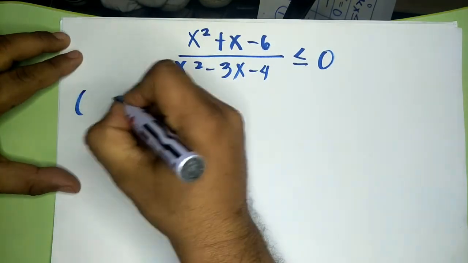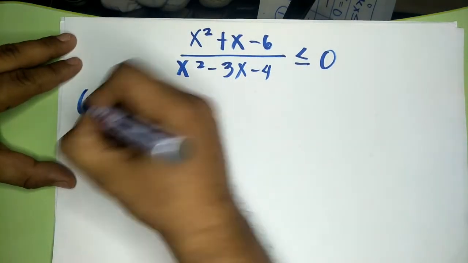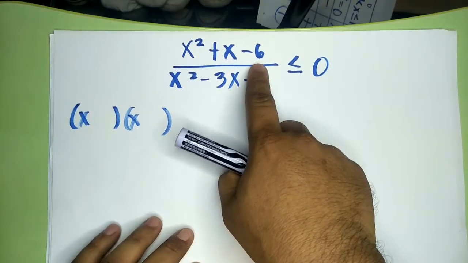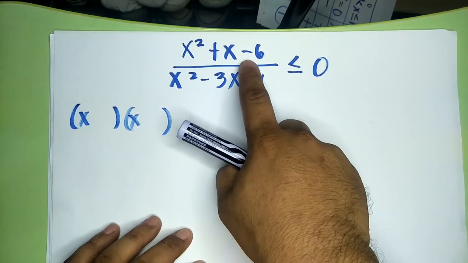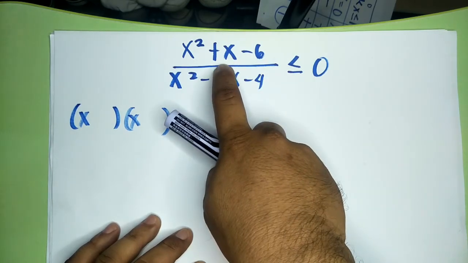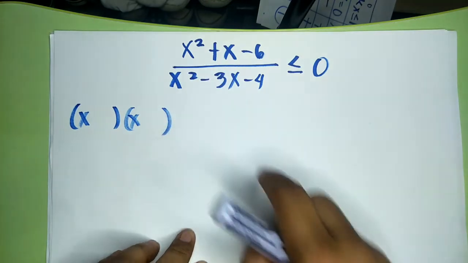So x squared, that is x times x. Then, umisip tayo ng number na kapag pinag-multiply ay negative 6. Ibig sabihin, negative, that is positive or negative. At kapag pinag-add naman natin ay 1, positive 1.